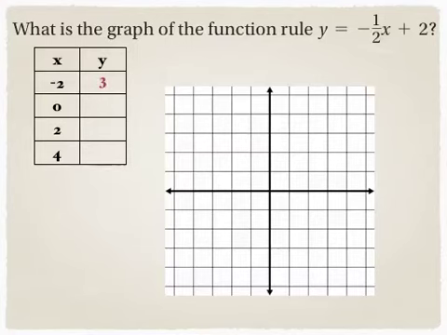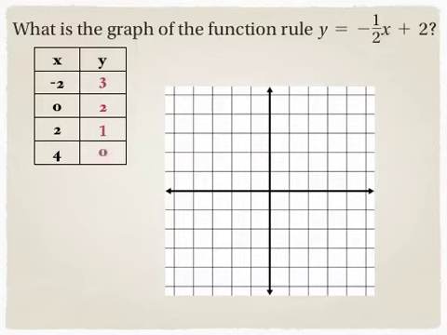When you plug in 0, anything times 0 is 0, plus 2 is 2. When you plug in 2, you're going to have -1/2 times a positive 2. So you have -1 plus 2, which is going to be a positive 1. And then when you plug in 4, -1/2 times a positive 4 will give you -2, plus 2 is 0.